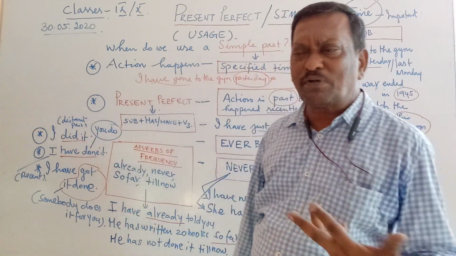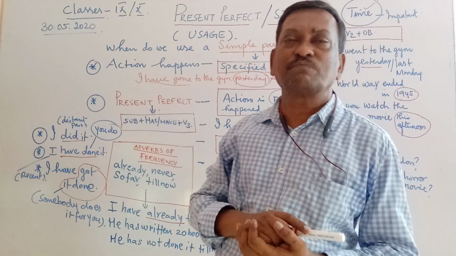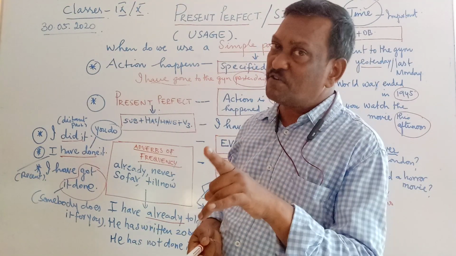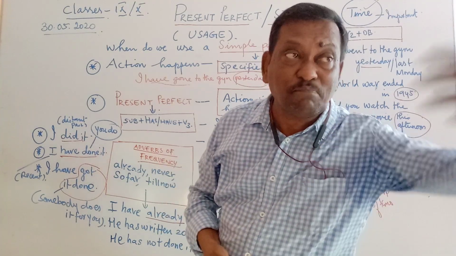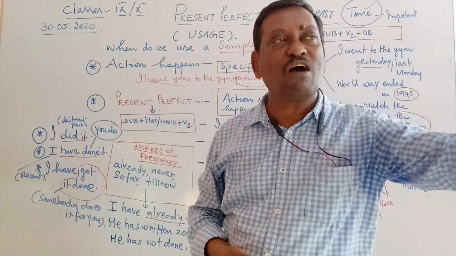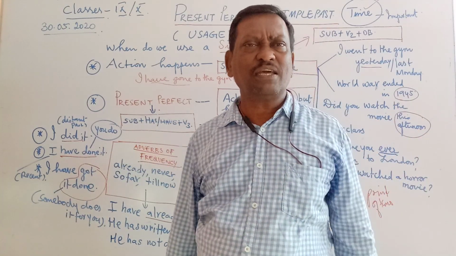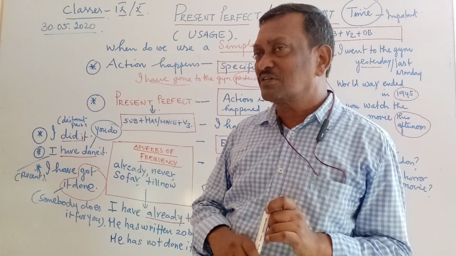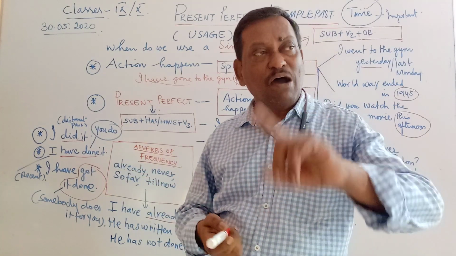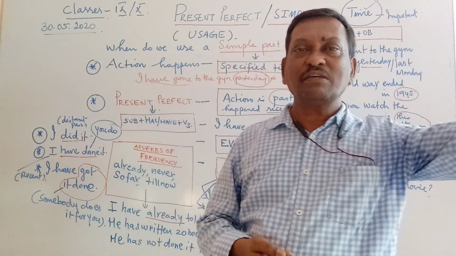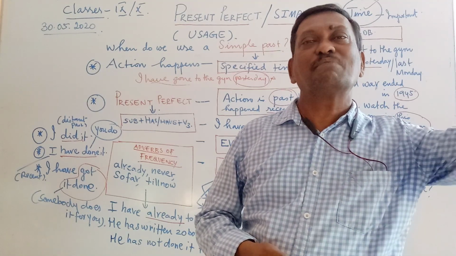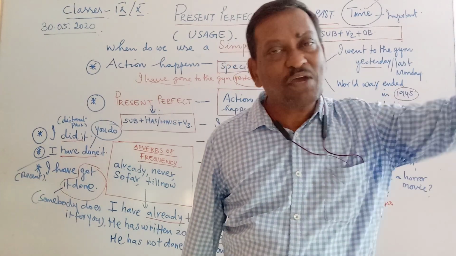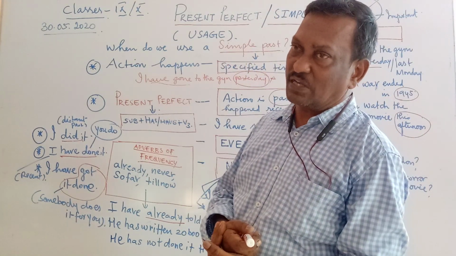A few more examples. I have painted my house. Now, who is doing the work? Who is performing the action? You are performing the action. But I have got my house painted. Present perfect, definitely. So what does this sentence mean? You are not doing it, or you have not done it, but you appoint somebody, you pay somebody, and the person does it for you. I have got my house painted. The workers or the painters came and painted it.